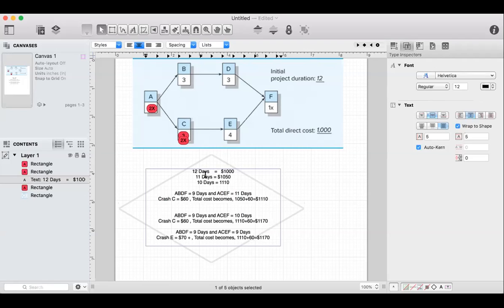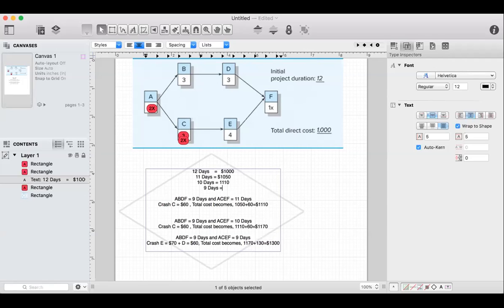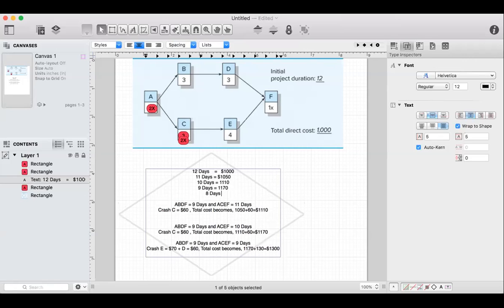B 60. B is what? D. D is 60, correct. So plus D, which is equal 60. So what will happen? The cost of your project will go from 1,170 plus I add to it 130. It becomes $1,300. So then you will say, all right, now guys, for 9 days equal 1,170, for 8 days equal 1,300. So that's what you go and do.